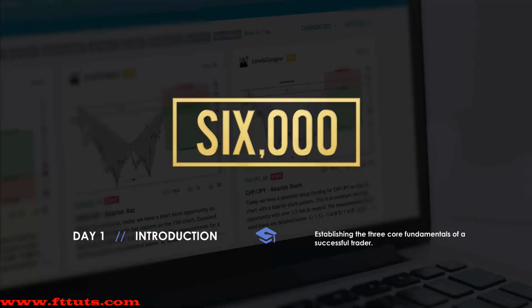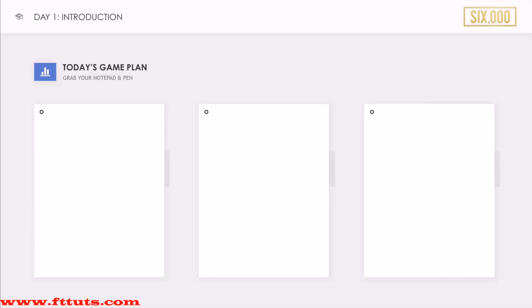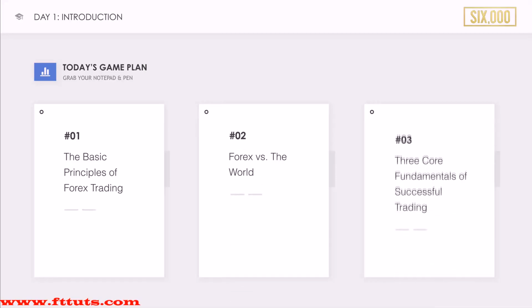We are simply establishing the three core fundamentals of a successful trader. Now, today I'd like to run through our game plan, which is a simple three-step process. First of all, we'll cover the basic principles of Forex trading, followed by Forex versus the world, and finally we'll cover three core fundamentals of successful trading. So get a notepad and pen at the ready if not already, and we'll head into day one.